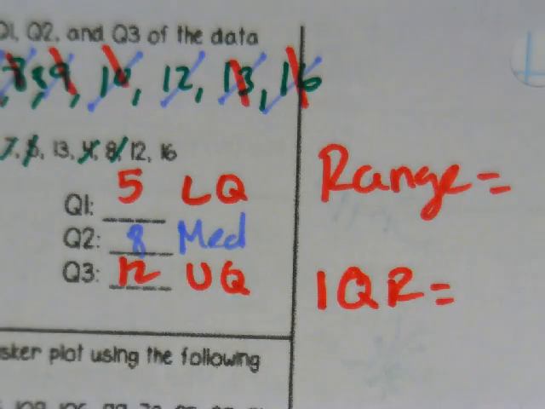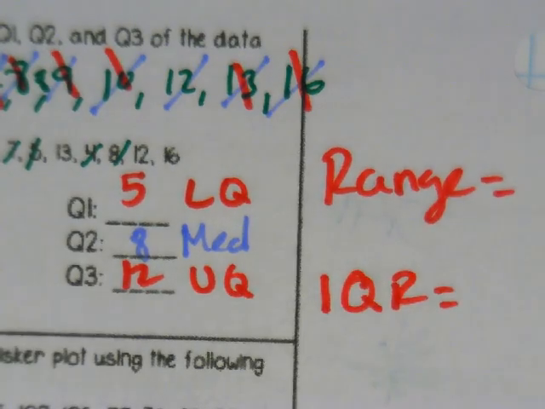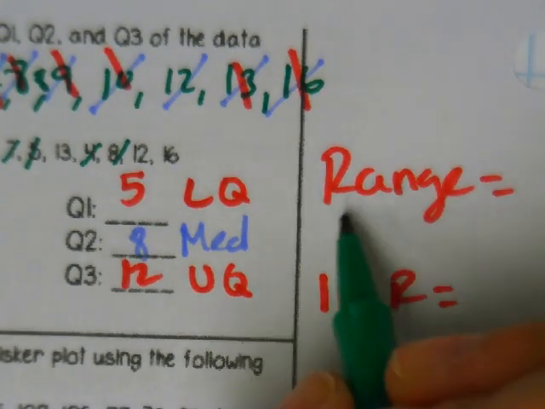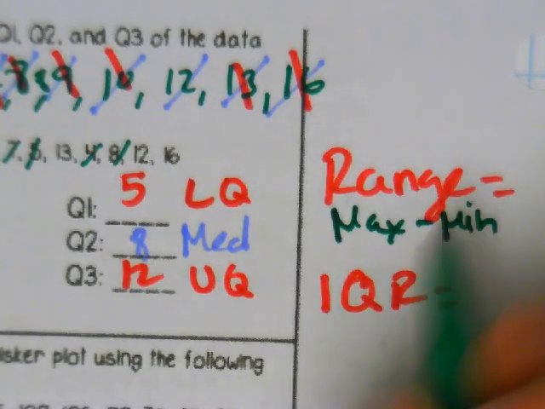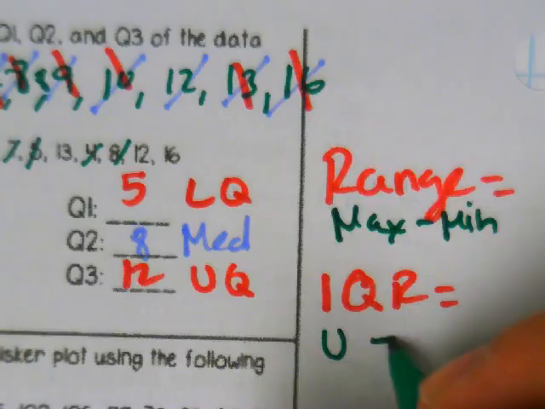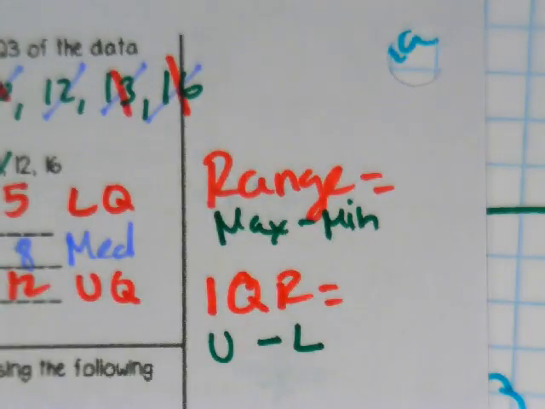All right, range. I'm going to call on a kid for range, and I'm going to call a kid for interquartile range. Range is max minus min. Interquartile range is upper quartile minus lower quartile. So do that math, and I'm going to call super random students to answer these 2 questions. The range is maximum minus minimum, and the interquartile range is upper minus lower. Set timer for 1 minute.